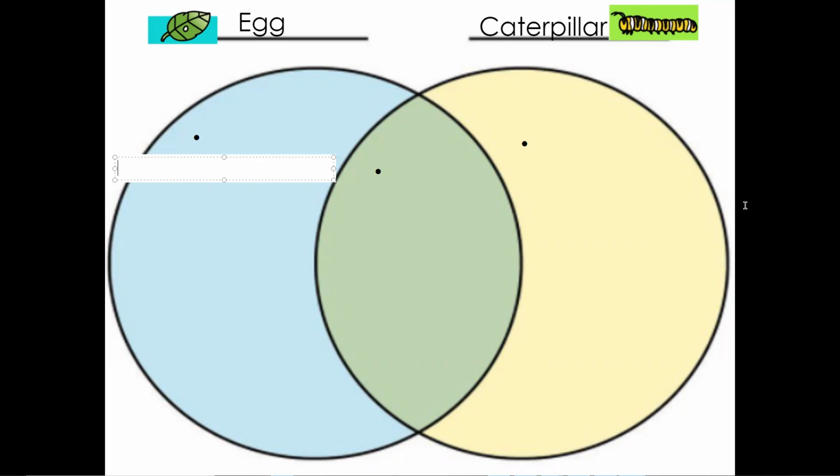Okay, so on this side, we see that it's labeled egg. So this is where we're going to put information that is only for the egg. It's only true for the egg. On this side, we see that it's labeled caterpillar. So this is where we're going to put the information that only applies to the caterpillar.